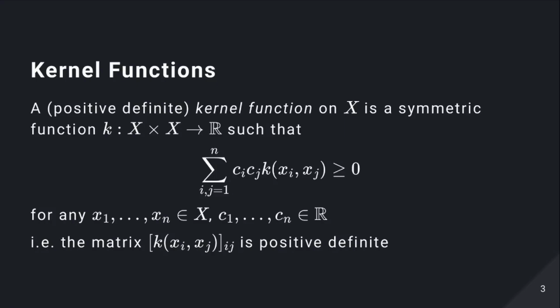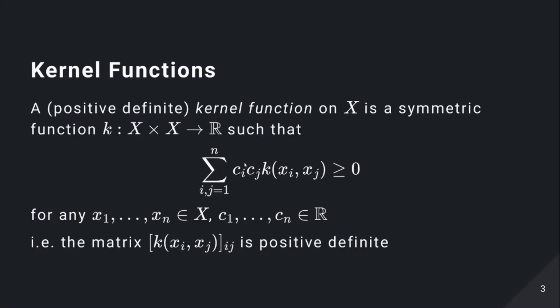I said kernel methods, but I'm only really talking about kernel functions. So for a kernel function, X is some arbitrary set, and a kernel function is some symmetric function k: X × X to the real numbers. Symmetric just means k(x,y) is equal to k(y,x). And it satisfies this property that the sum of c_i c_j k(x_i, x_j) is greater than or equal to 0, for any set of x's I choose in my set X, and for any real coefficients c.